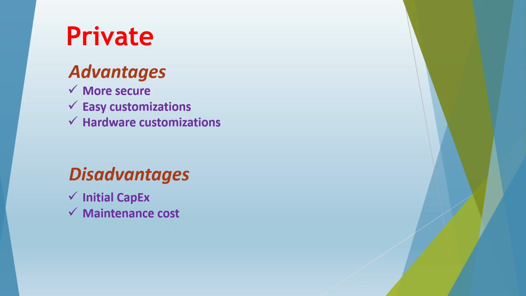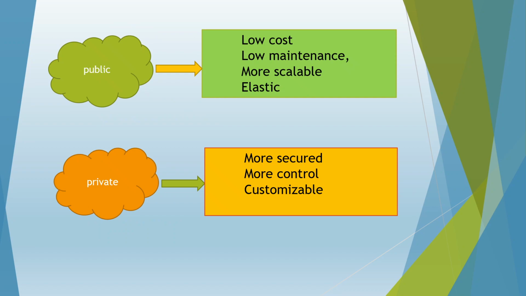So far we have seen public cloud and private cloud, right? Public cloud offers low cost and low maintenance, more scalable and elastic, right? These are the cloud principles that are provided by the public cloud. Private cloud offers more control over the hardware, more security and more customization. So these are the different advantages coming from each individual cloud.